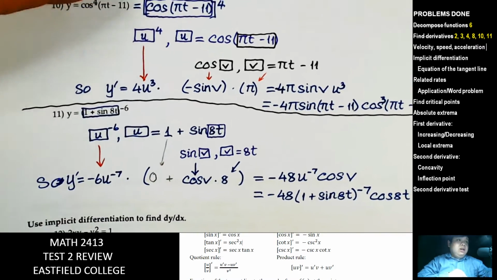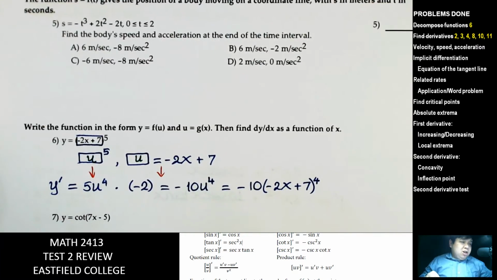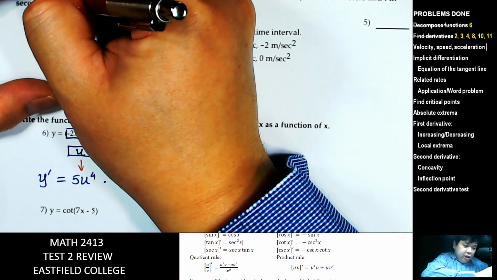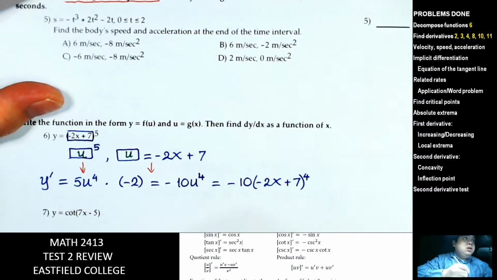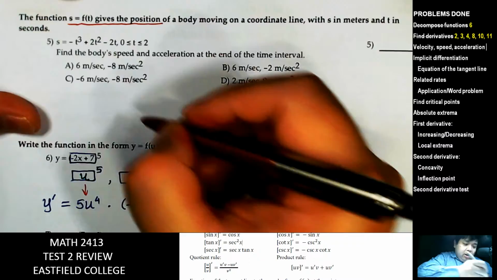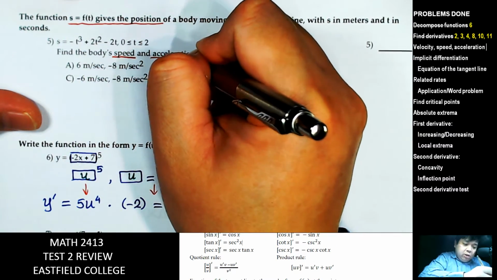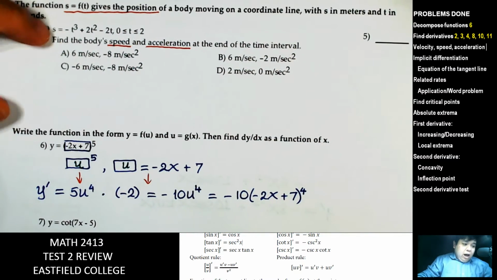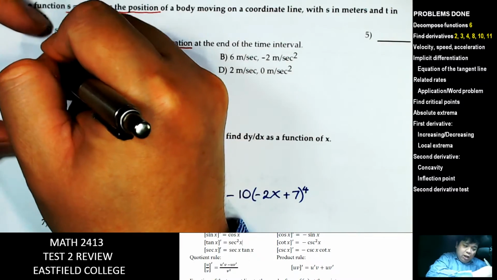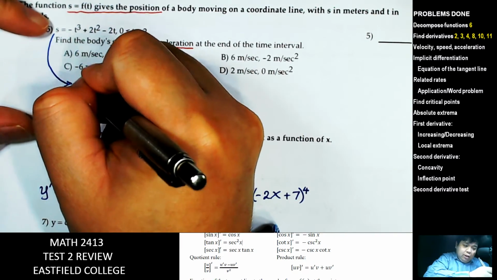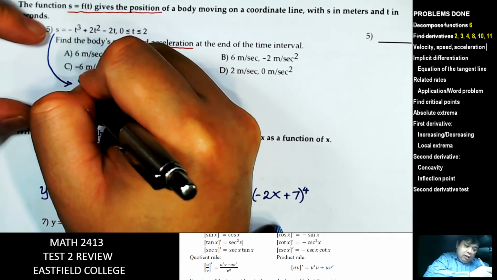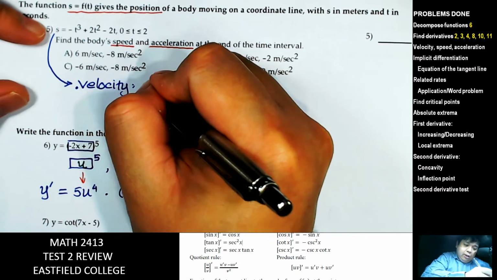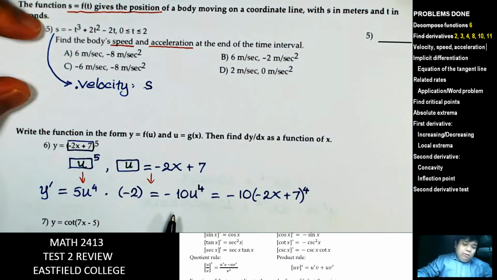Next, we go to application. So here we have the position function is just a function, and now we find speed and acceleration. So the speed is the magnitude of the derivative. So we have the original function is this one. We'll take derivative. The first derivative gives us the velocity, which is the first derivative.